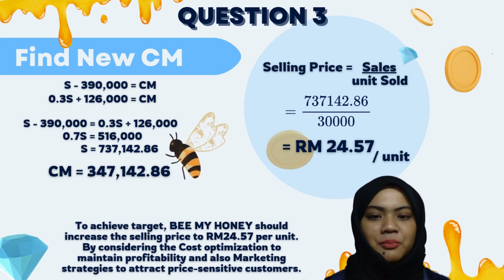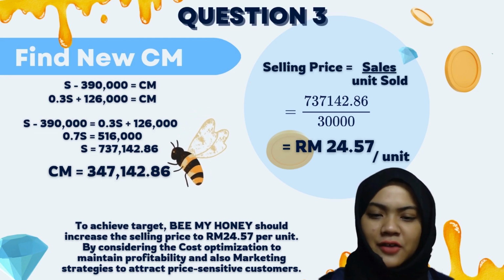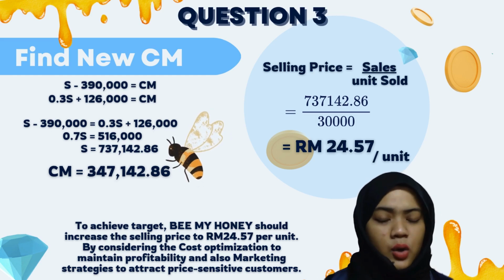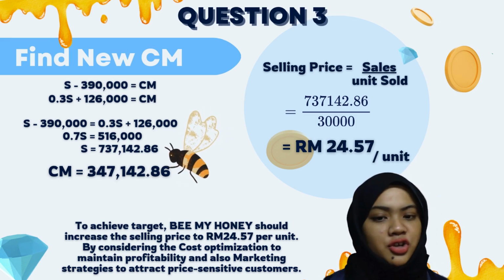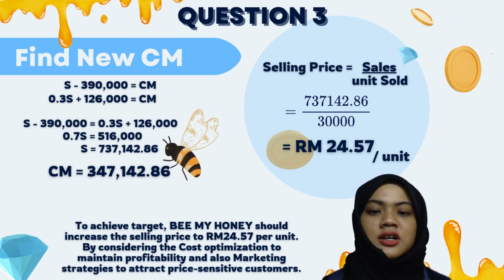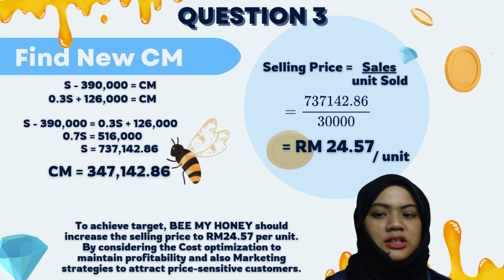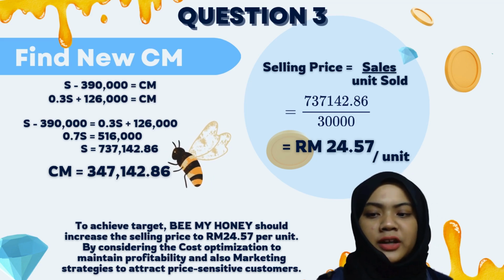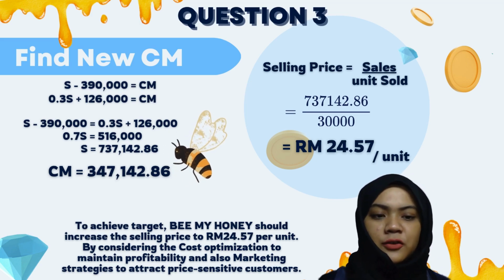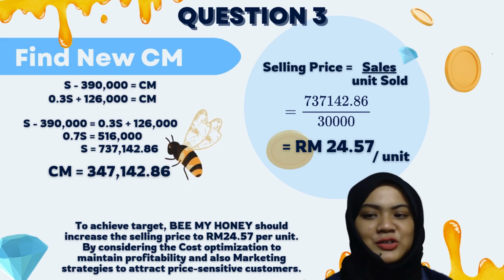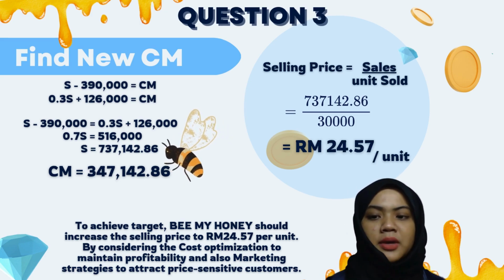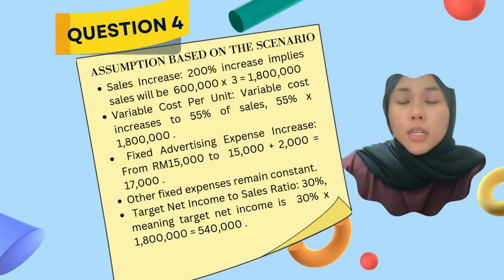Then after we solve it by comparing, we get the sales, which is 737,142 ringgit 86 cents. Automatically, we can know the contribution margin, which is 347,142 ringgit 86 cents. Next, we calculate the selling price per unit by using this formula: sales divided by units sold. We finally get 24 ringgit 57 cents per unit. This new selling price allows the company to achieve the desired 30% operating income target while maintaining the same sales value.